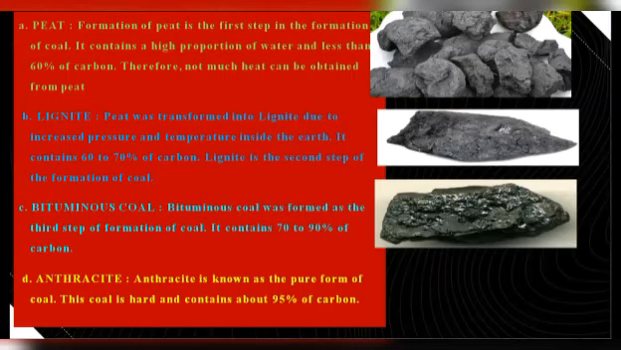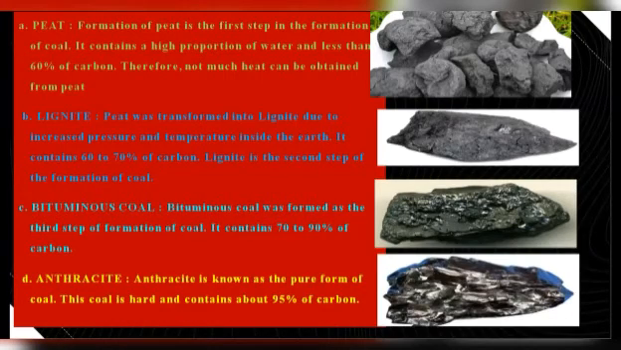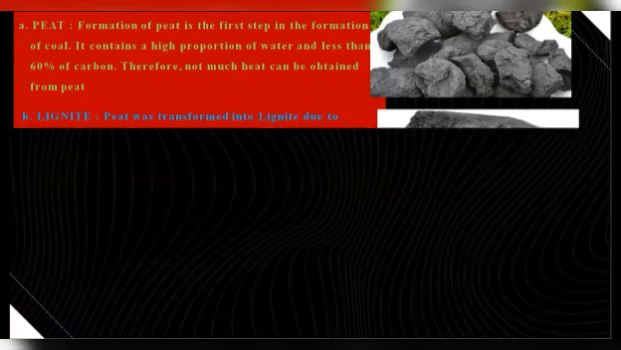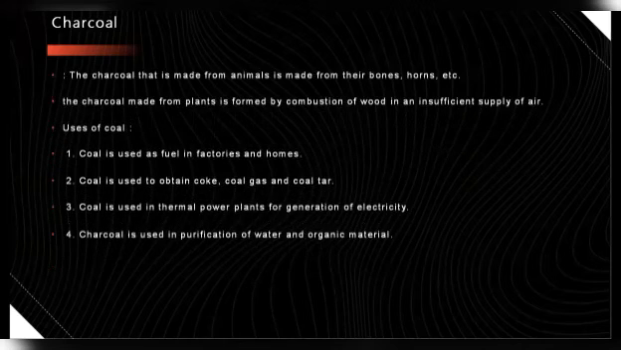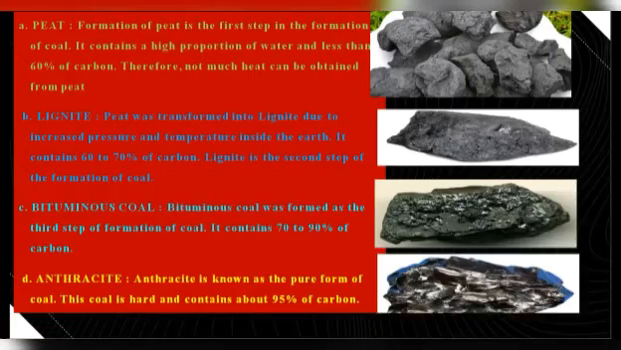Next is the bituminous coal. Bituminous coal was formed as the third step of formation of coal. It contains 70 to 90% of carbon. The last one is anthracite. Anthracite is known as the pure form of coal. This coal is hard and contains about 95% of carbon.